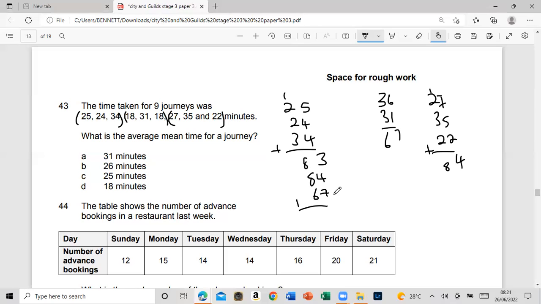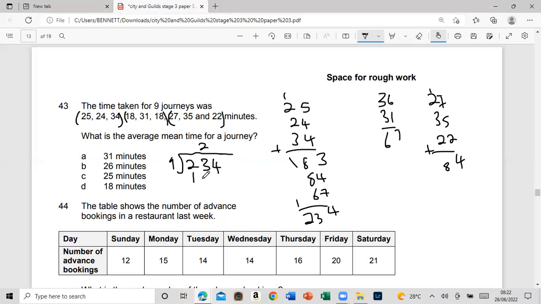Is 7, 10, and that's 14, 4 carry 1, 8 and 8, 16, 22, 23. So that's 234. So no, we are not finished. That's the total, barring we didn't make any mistake. So now we have to divide this by 9 to get the average, because it's 9 numbers we added, and that's how we get the total number of numbers.